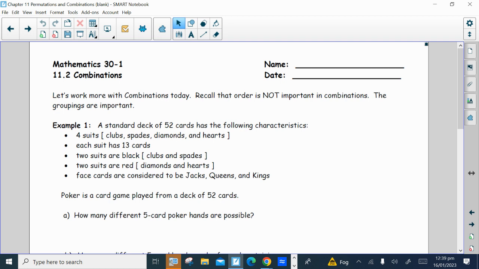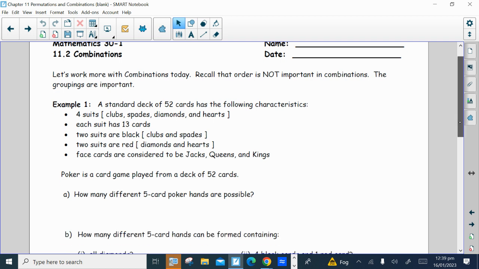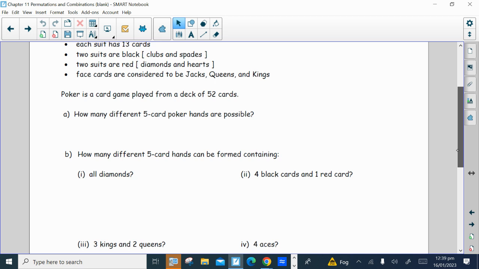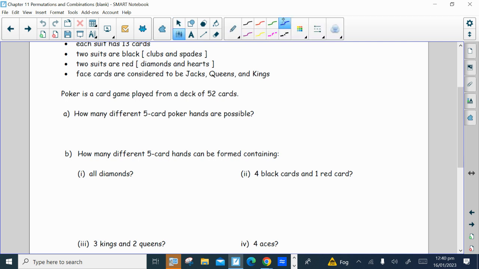Poker is a card game played from a deck of 52 cards where you get 5 cards. Question A wants to know how many different 5-card poker hands are possible. This is a combination because the order you receive those cards doesn't matter. At the end, you're going to make the best hand that you can with the 5 cards that you receive. The order that you receive them doesn't matter.